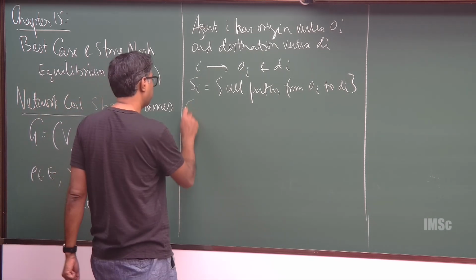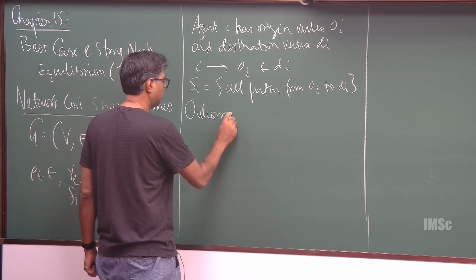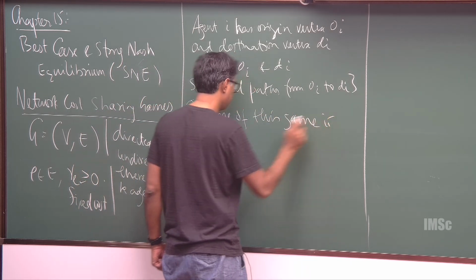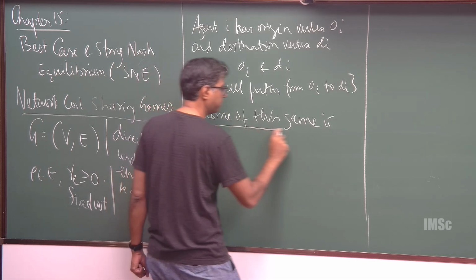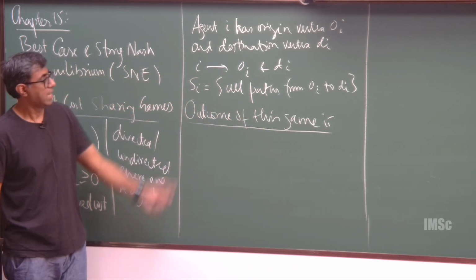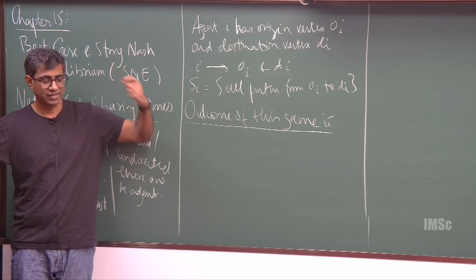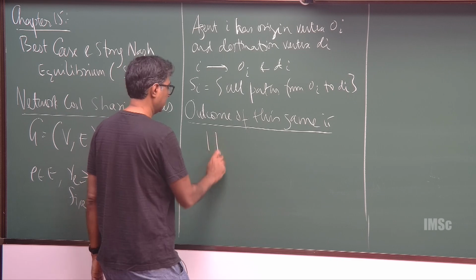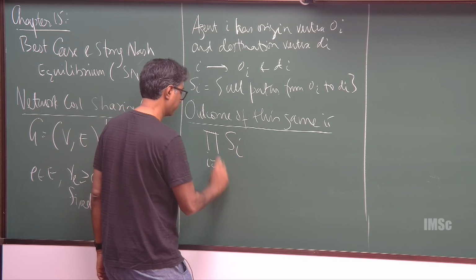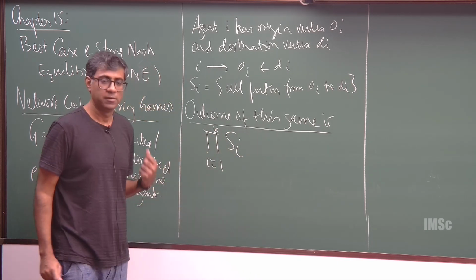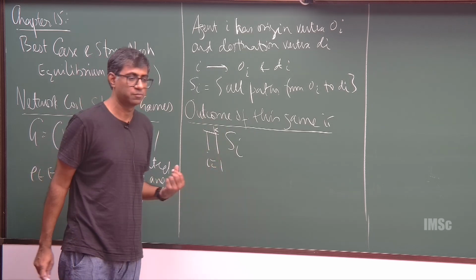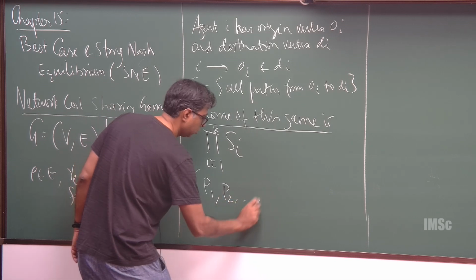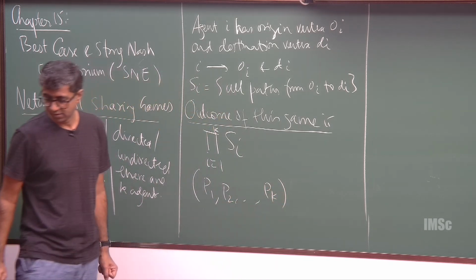And what is an outcome of this game? Before I give you a motivating example, the outcome of this game is that every agent will choose a strategy from its strategy space. So it is going to return paths P1, P2, ..., Pk.